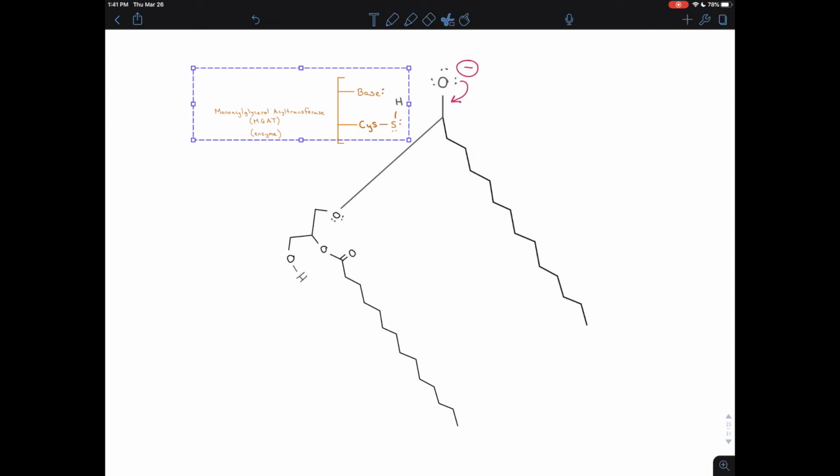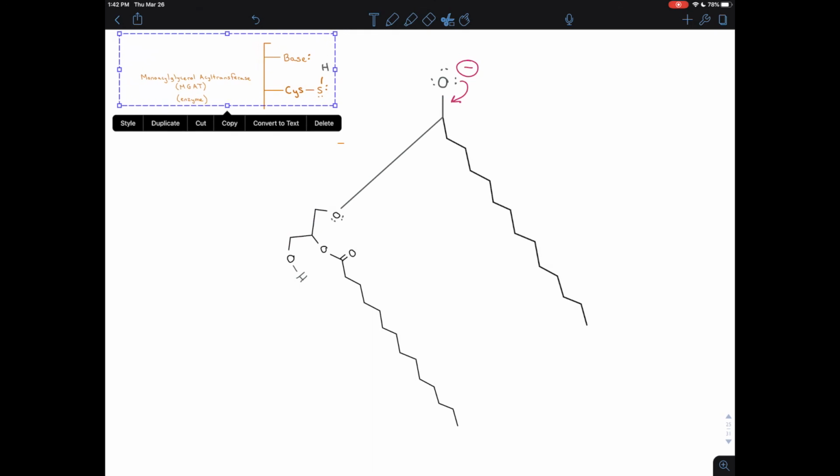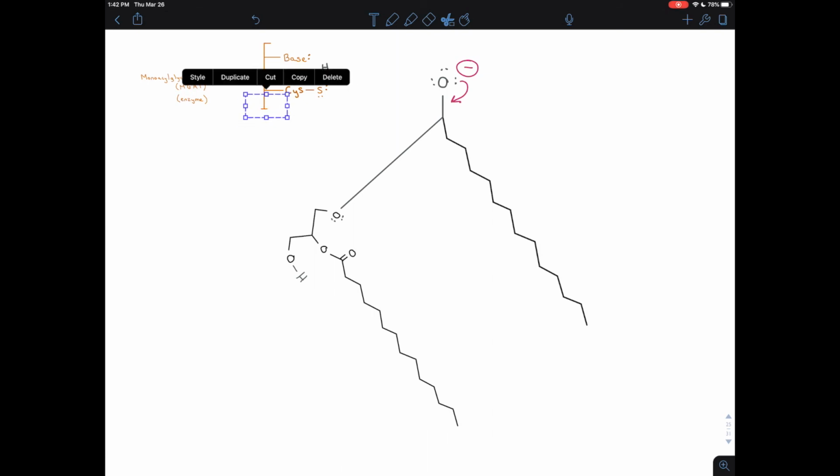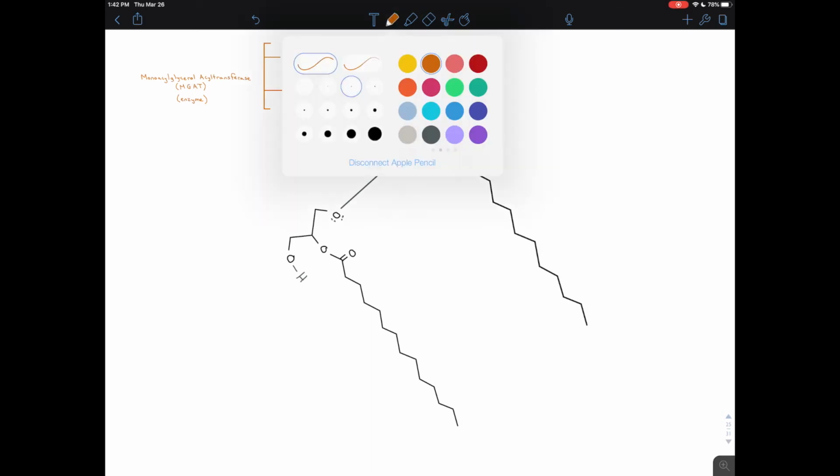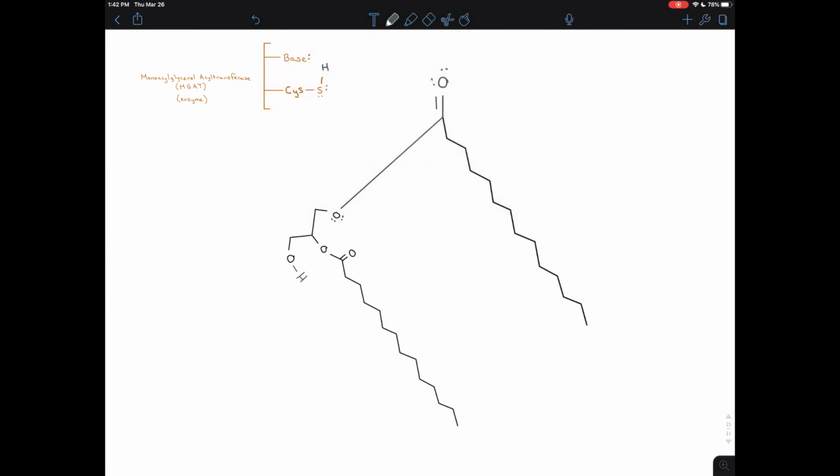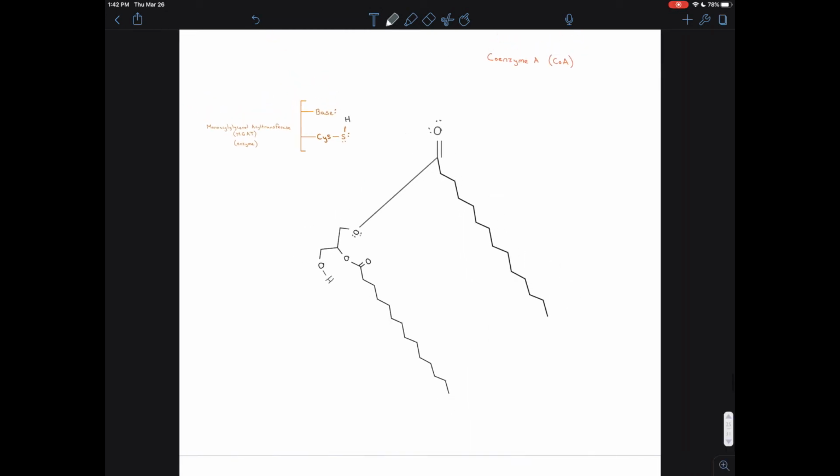negative charge. Our MGAT, monoacyl glycerol transferase, has served its purpose. And oops, let me just connect that there. And this lone pair is shared now, so it's not just going to give its charge to that oxygen, and it's going to be a pi bond. Let me actually. It'll be a pi bond between those 2 atoms.